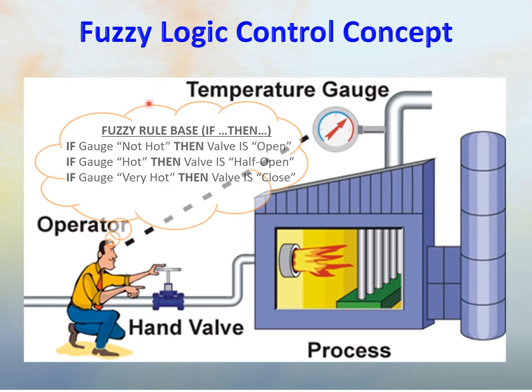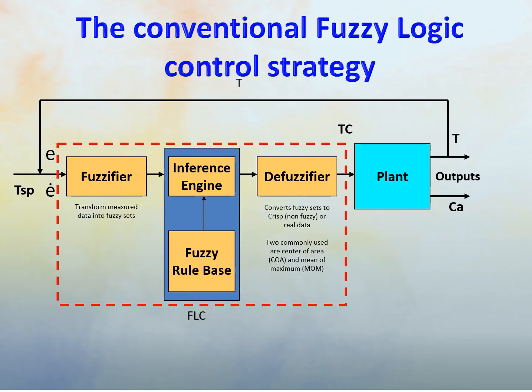The other one is the fuzzy logic. We're using a fuzzy logic rule base. If the temperature is hot, then the valve is open. If hot, then the valve is normally half open, the normal operation. If very hot, then it starts to close. This is how the human thinks, and this is what the fuzzy logic structure is based on: human thinking, not in terms of actual numbers.